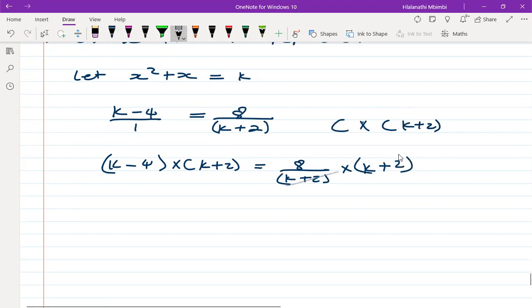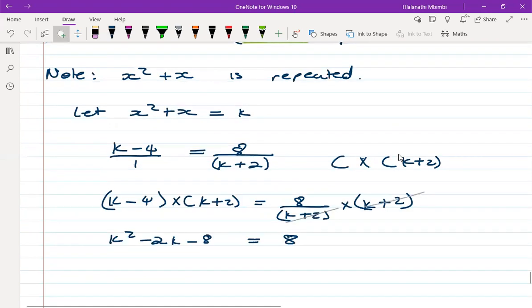Such that that and that are done. And then what you have is k squared minus 2k minus 8 is equal to 8. We're happy? Am I right? Yes, sir. Something doesn't seem right. Yes, you guys, I made a big mistake.